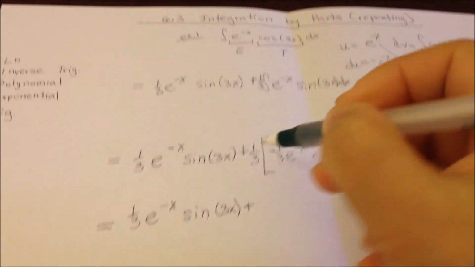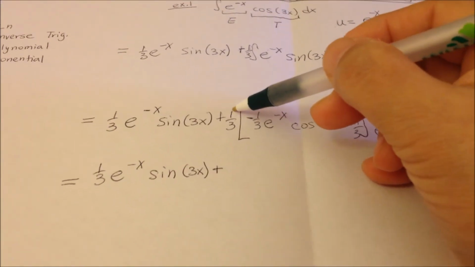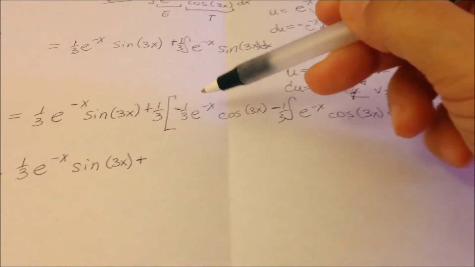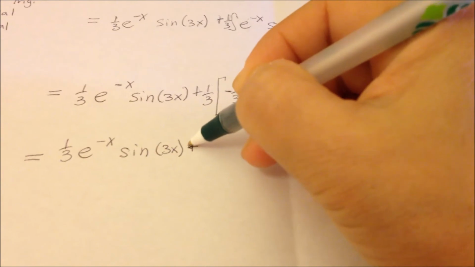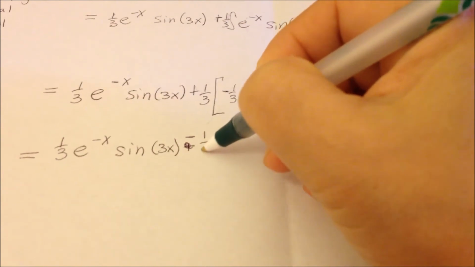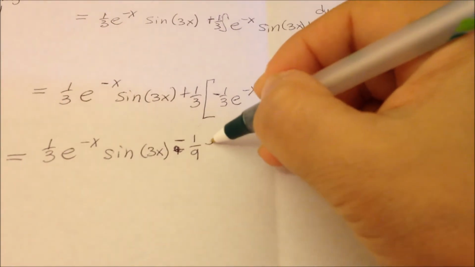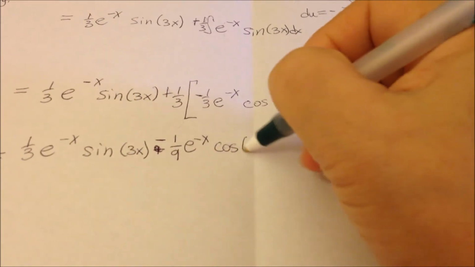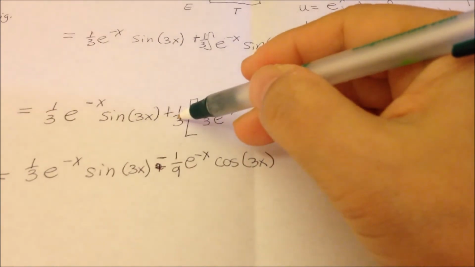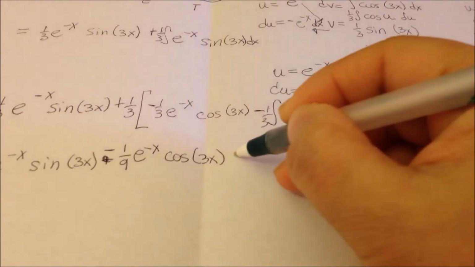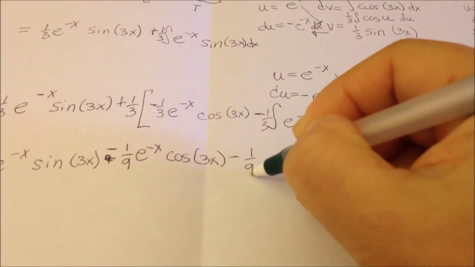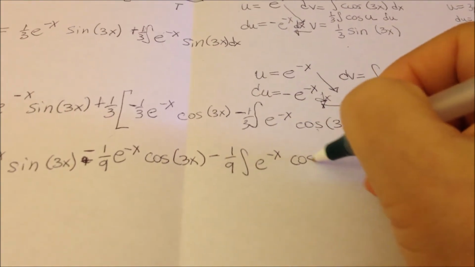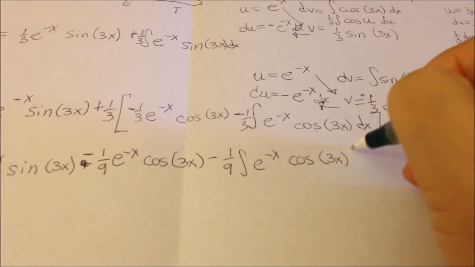Okay, so here we go. Then I have, right there, I have to distribute this 1/3 into all of the second part of that bracket. So that's going to give us negative, so it should give us negative 1/9, right? So negative 1/9 e to the negative x cosine 3x, and then 1/3 again times this right here gives us a negative 1/9 again. So negative 1/9 integration of e to the negative x cosine 3x dx right there.